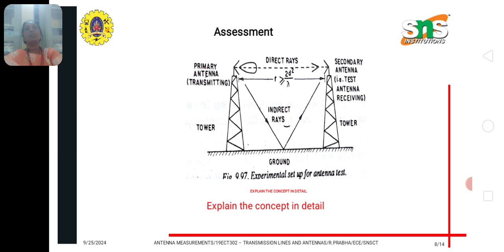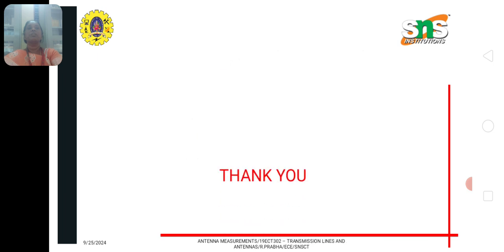So this is about a very important measurement of antenna parameter, radiation pattern measurement.